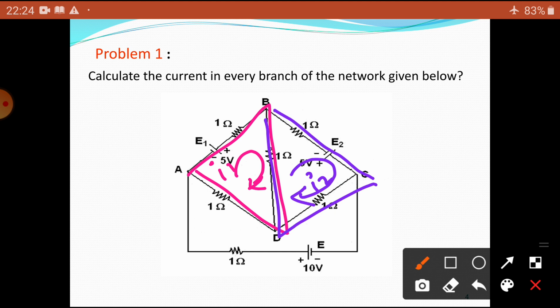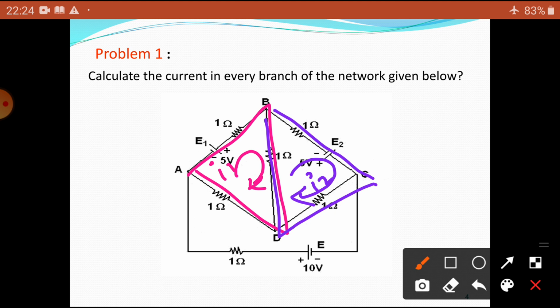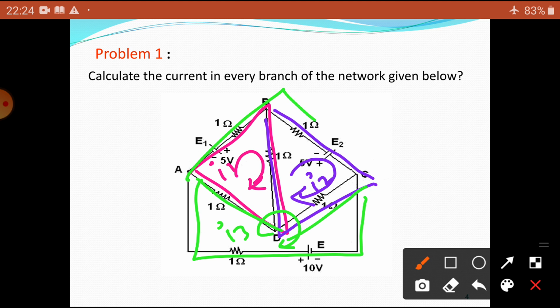Next, another current we assume is the current flowing from A to D, C, E, F. We assume the same clockwise direction for the I3 current. So there are three loops, and we can write another equation also. From A, B, C, E, that is another loop, we can call it I4.